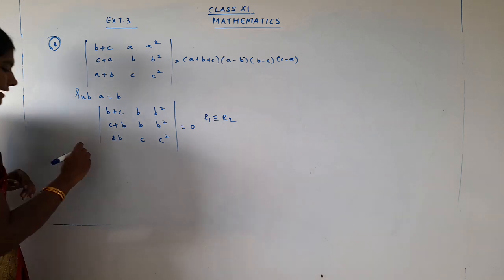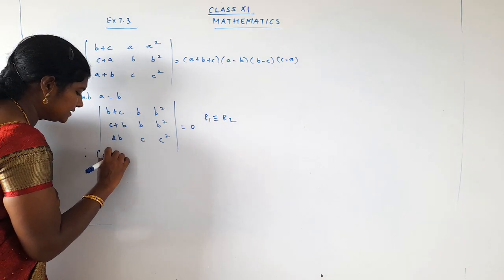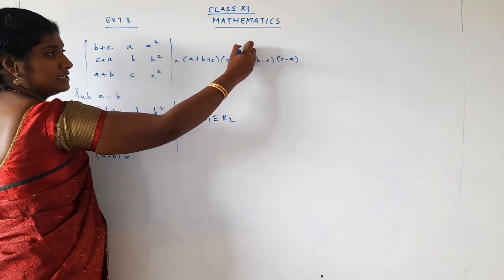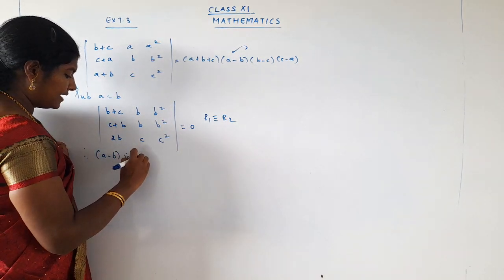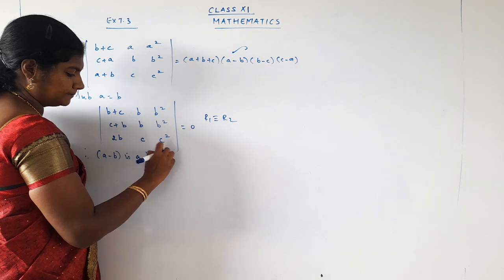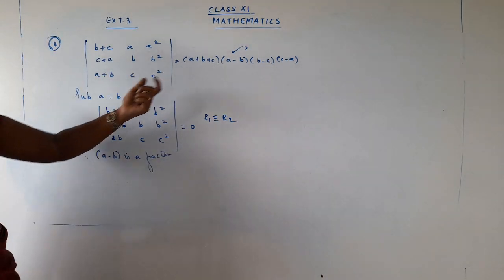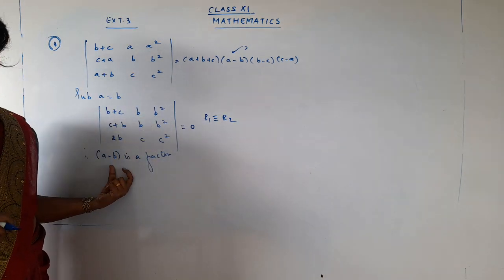Okay, so what I can say here, therefore a minus b is a factor, because I have taken this from here itself. I have taken a is equal to b. So I will put a minus b is a factor. Okay, children. So from this part I get a minus b is a factor.